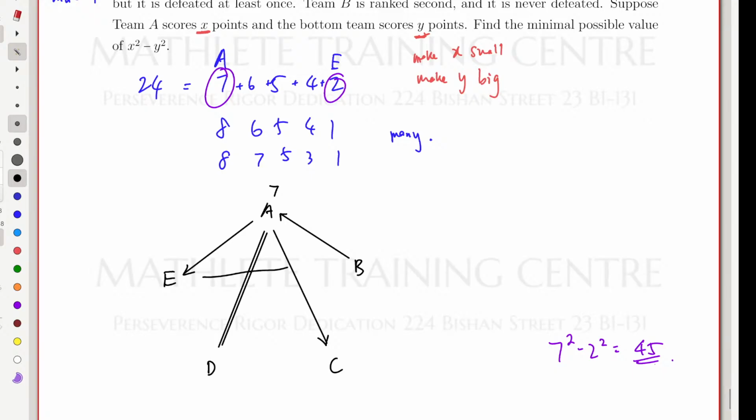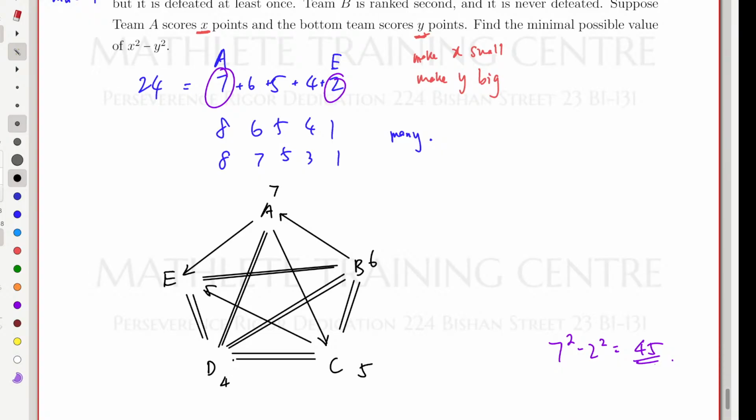B wins once. So B draws with E, draws with D, draws with C. B has 6 points. Right. And then C, you can win against E, draw with D like that. You can have 5 points for C. Then like that, D can have 4 points and E can have 2 points. So indeed, 7, 6, 5, 4, 2 is possible. So therefore, 45 is the correct answer.